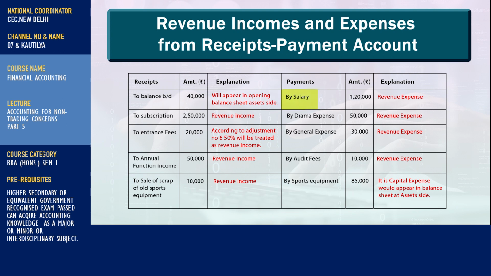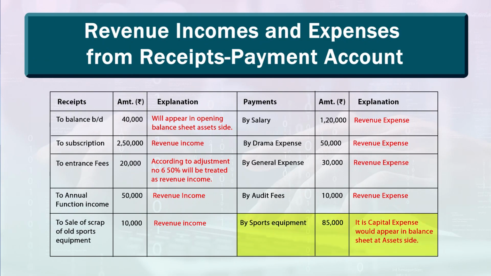The first entry is salary of rupees 1,20,000. It is a revenue expense. Then there is drama expense of rupees 50,000. It is also a revenue expense. After that, there is general expenses of rupees 30,000. Again, it is a revenue expense. After that, there is audit fees of rupees 10,000. It is also a revenue expense. Moving ahead, there is sports equipment of rupees 85,000.